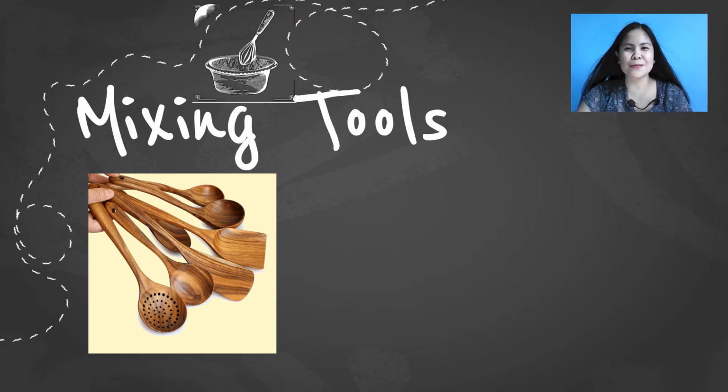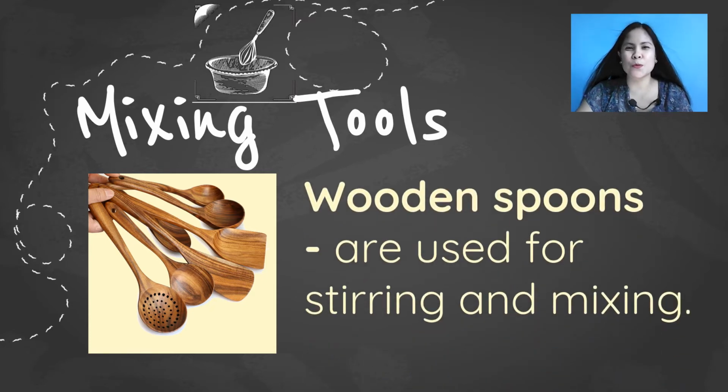Under mixing tools, we have wooden spoons. They are used for stirring and mixing. Wooden spoons are generally preferred for cooking because of their versatility. Some cooks prefer to use wooden spoons when preparing risotto because they do not transfer heat as much as metal spoons. Unlike metal spoons, they can also be safely used without scratching non-stick pans. So that is wooden spoons for mixing tools.